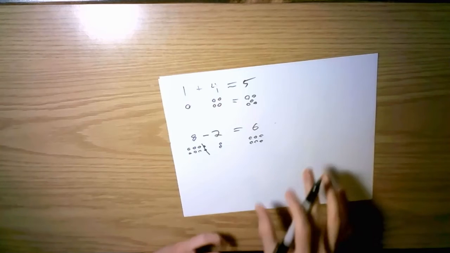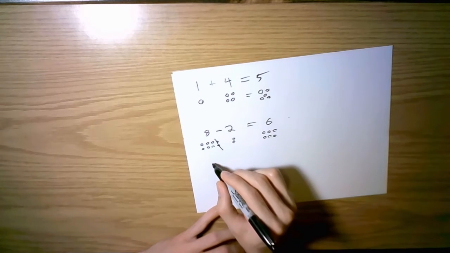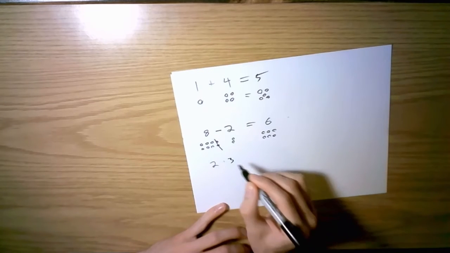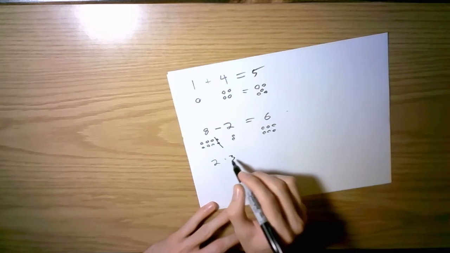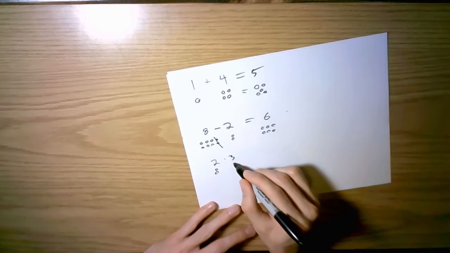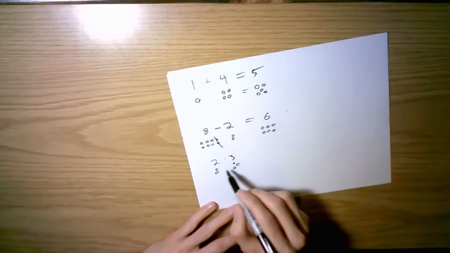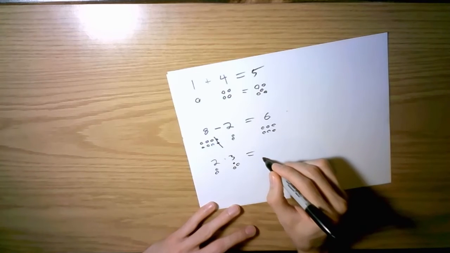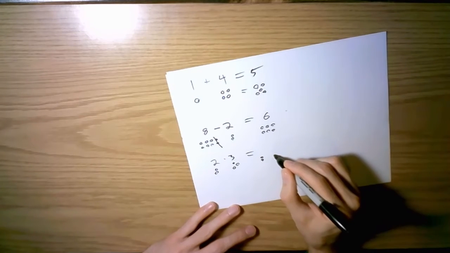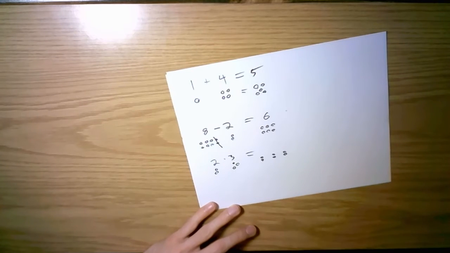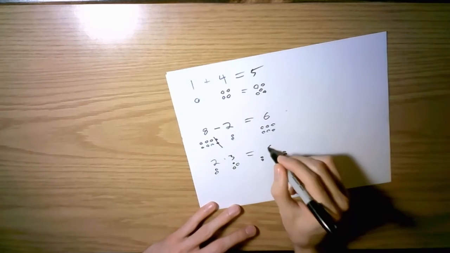So next we're going to talk about multiplying. Let's do 2 times 3. So basically what this is saying is if we have 2 circles times 3 circles, we're going to make 3 groups of 2. So the answer is 1, 2, that's the first group, 1, 2, that's the second group, 1, 2, that's the third group. So the answer is 6.